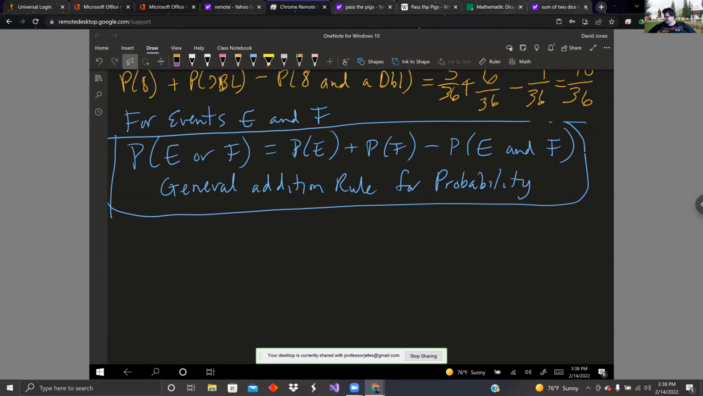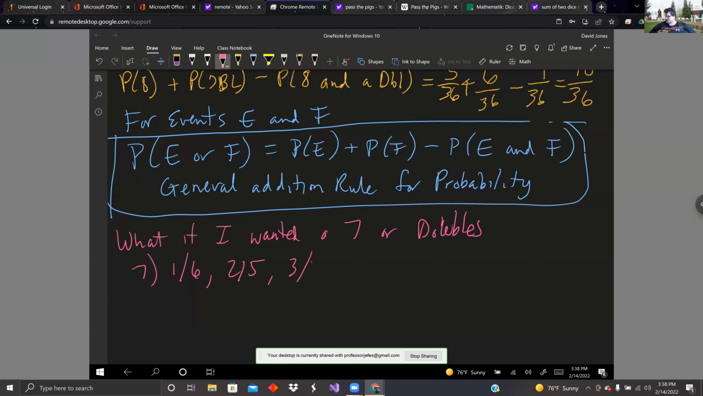What if I had wanted 7 or doubles? We already did the doubles. So the outcomes for a 7 are 1 and 6, 2 and 5, 3 and 4, 4 and 3, 5 and 2, 6 and 1. There are 6 outcomes.